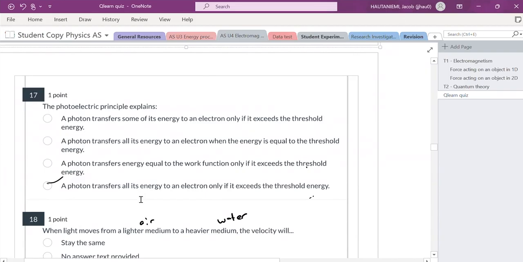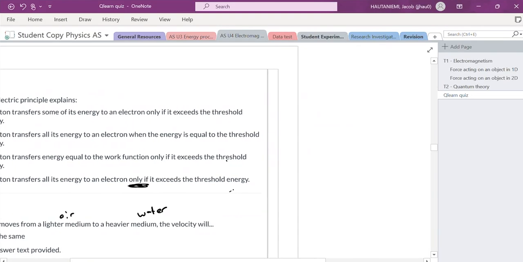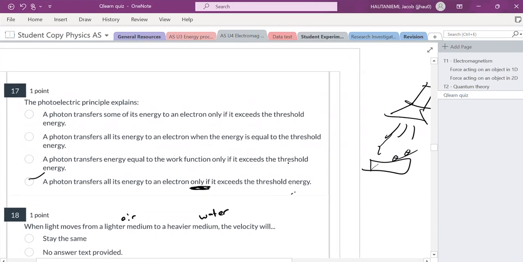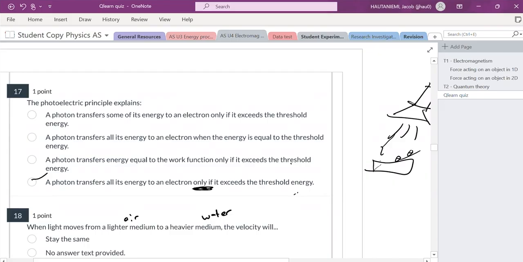A photon transfers all of its energy to an electron only if it exceeds the threshold energy. Okay, so in this last one here, the key word is only. If we have some kind of photon from a light source, so I'll draw it over here, like a torch, not a triangle, this way, it shines some light on a metal surface, and then electrons will get ejected. Okay, but for that light that's coming in, it is going to give all of that energy to those electrons to be emitted only if it exceeds the threshold energy.